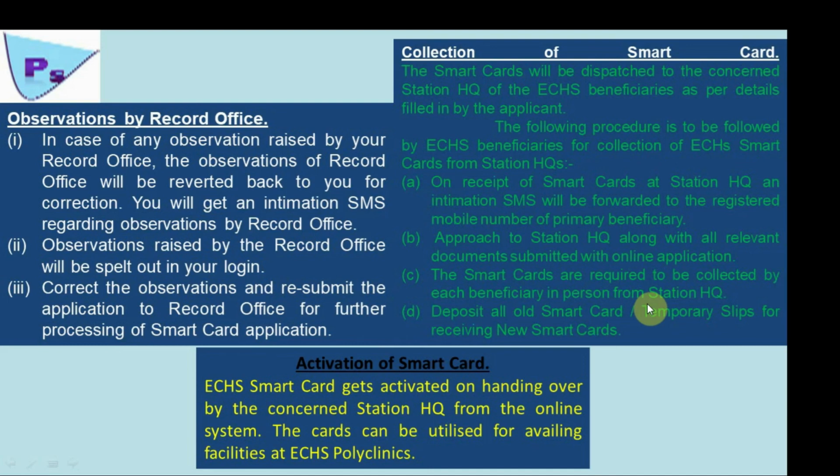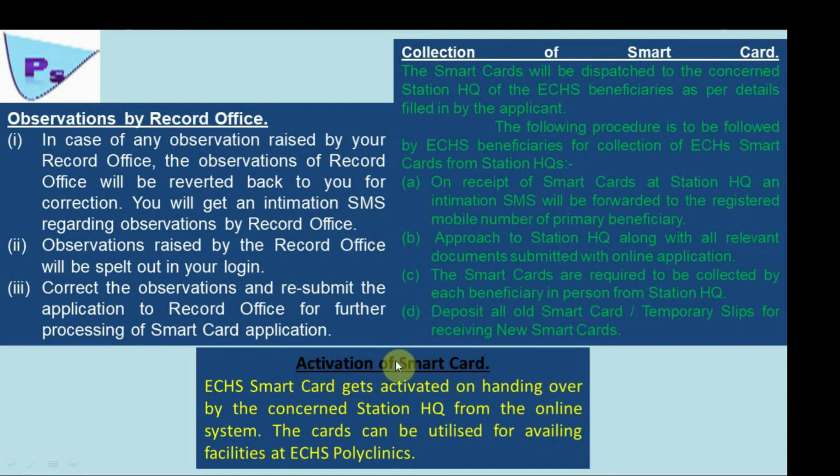Okay. Now, if you have collected your card, those who have added their newborn child may get their card from their parent polyclinic also. Because I added my newborn baby's name, they told me I will get the card from my parent polyclinic. Once you get the card, you have to visit your parent polyclinic and get it activated.